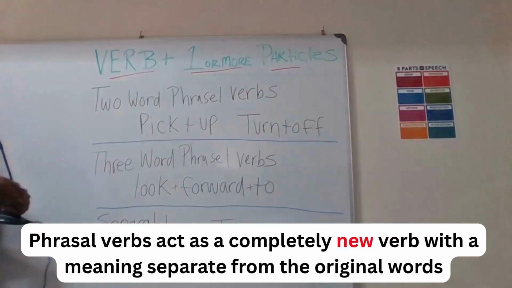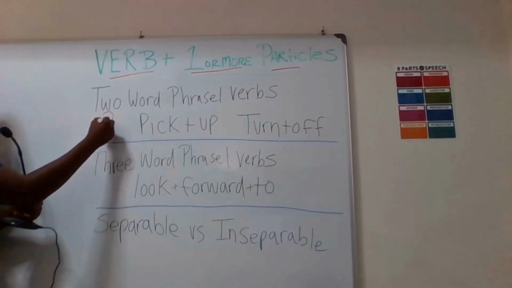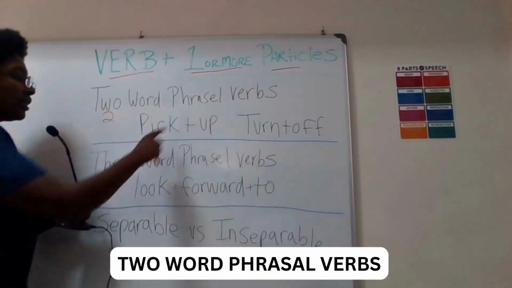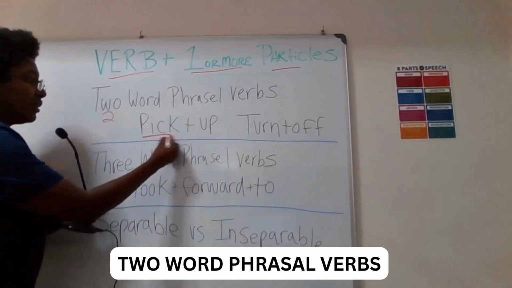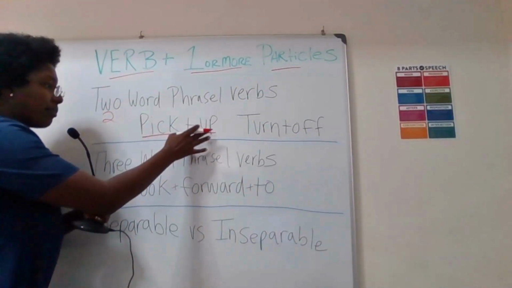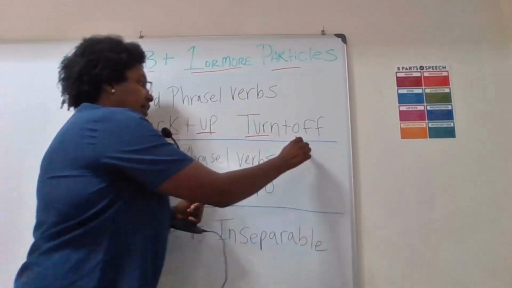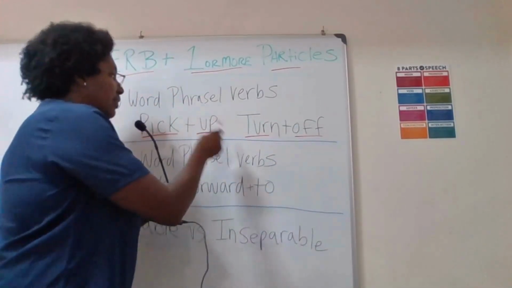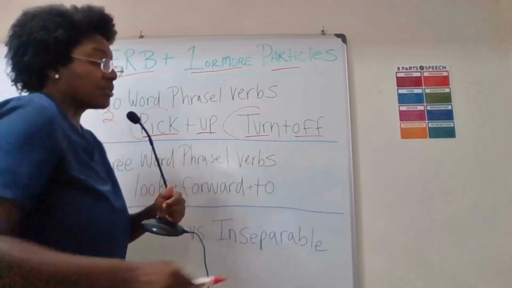So what are the 3 areas we need to be concerned with? First of all, we can have 2-word phrasal verbs. So what is a 2-word phrasal verb? For example, pick, that's a verb, plus we have the adverb up. Or this one, turn, the verb is turn, plus the adverb off. Turn off, pick up. So this is what creates the phrasal verb.